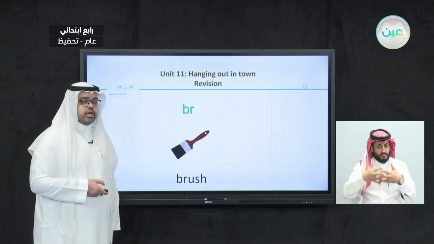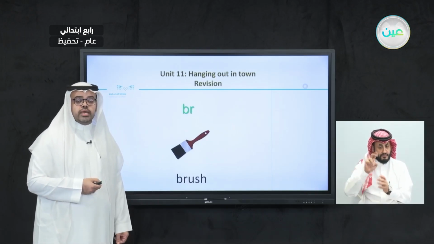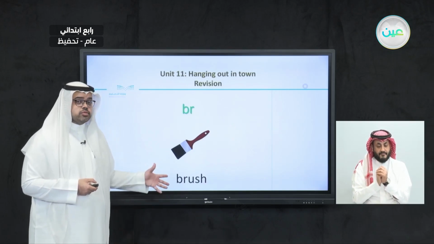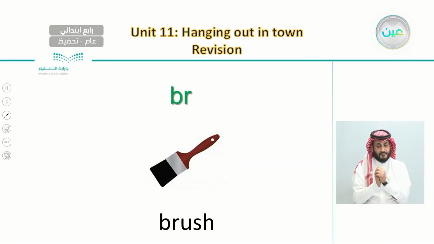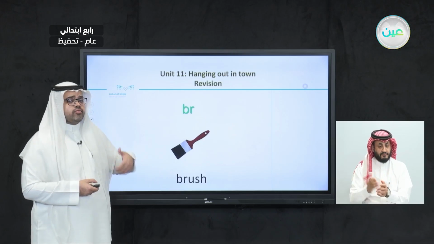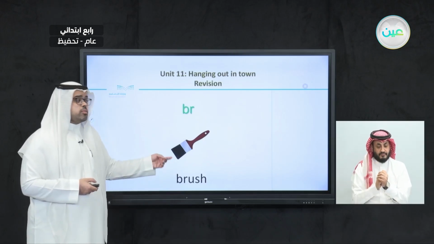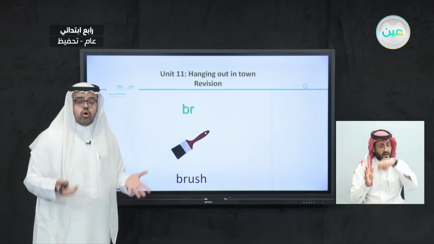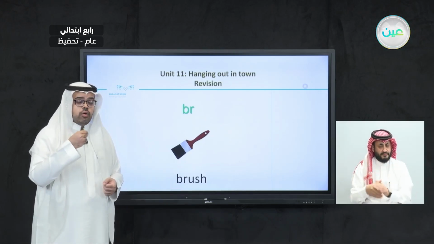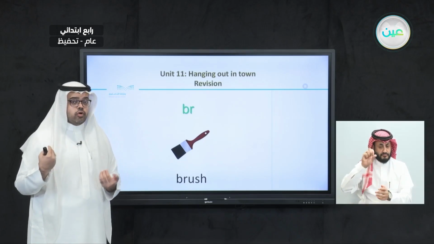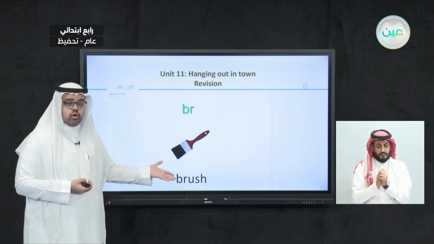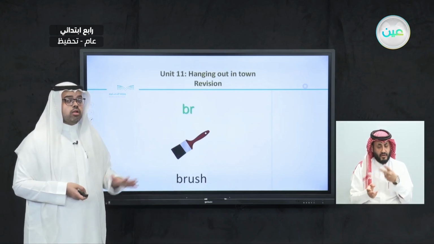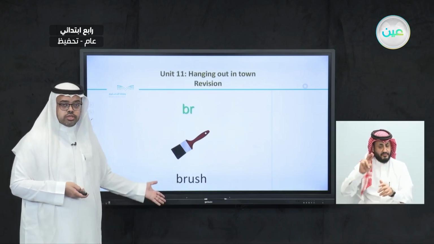The second blend we have consists of B and R. The first word we have with this blend is brush. Brush. Say after me, brush. And we have many examples of brush. Maybe we mean the brush for painting, or the brush for our teeth, or the brush for the hair. So we have different kinds of brush, but they are all pronounced the same, brush.